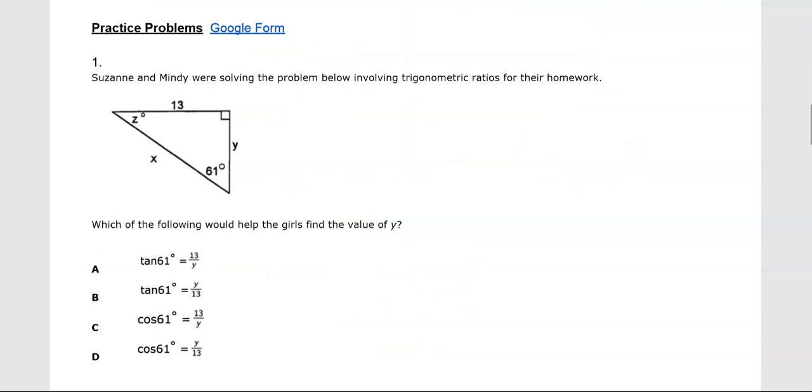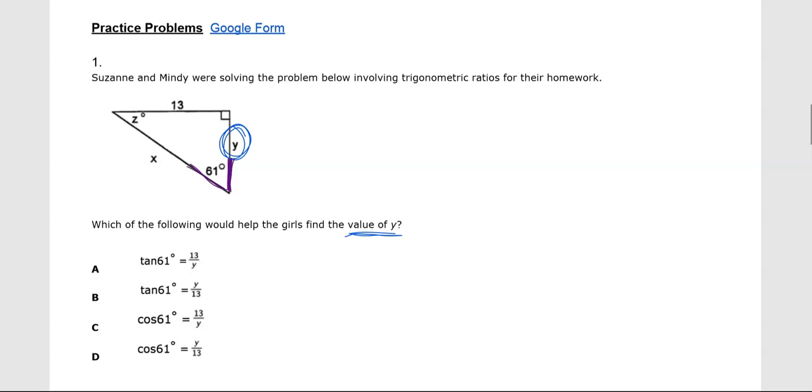So I'm going to give you some brief assistance on the practice problems. Practice problem number 1 says Suzanne and Mindy were solving the problem below involving trigonometric ratios for their homework. Which of the following would help the girls find the value of y? So let's look at y. Now, they gave us an angle in this problem. And in the answer choices, all the angles are 61 degrees. So let's go ahead and focus on the 61-degree angle.